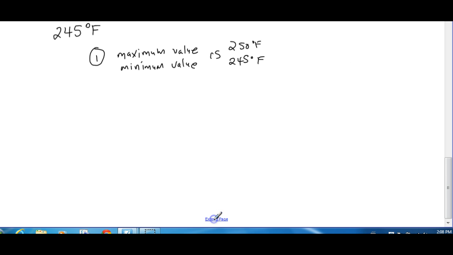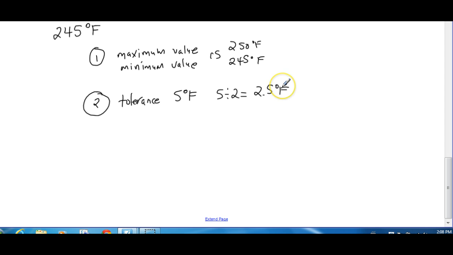Okay, so I'll extend the page here. Now the second way that we could write down the tolerance is to write down the nominal value plus or minus half the tolerance. Well, the first thing we need to do is calculate half the tolerance. All right, so we know that the tolerance is 5 degrees Fahrenheit. So half the tolerance is just 5 divided by 2, which is equal to 2.5 degrees Fahrenheit. Okay, so that's half our tolerance.